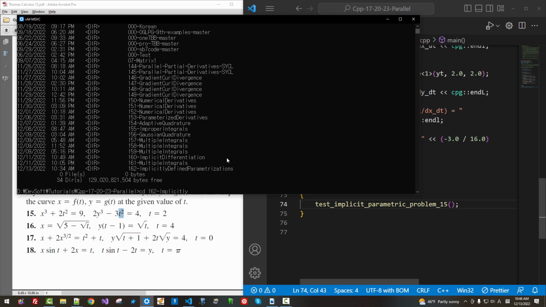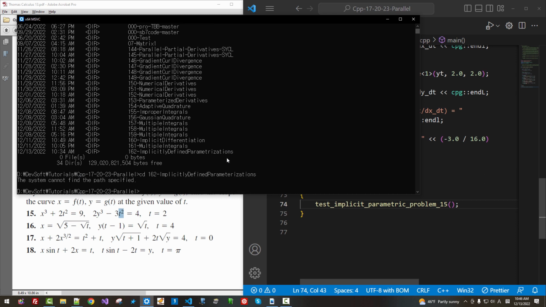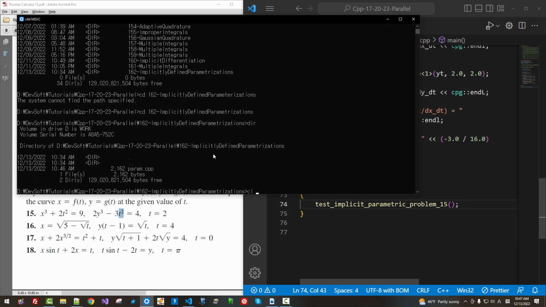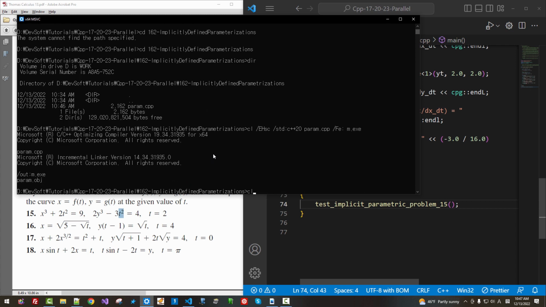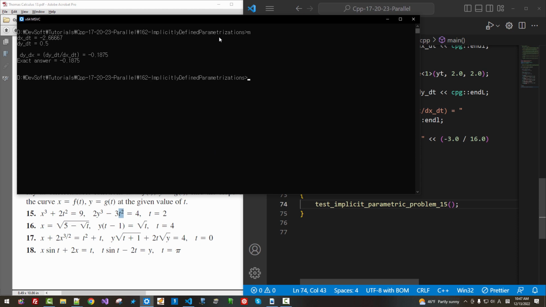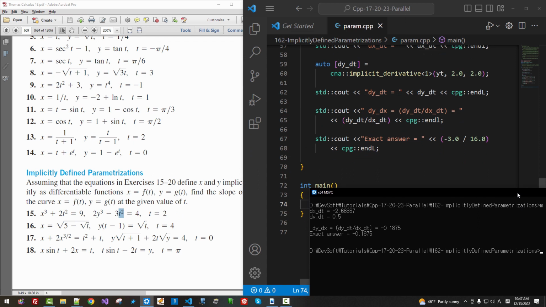Implicitly defined parameterized initializations. Sorry, I made a typo. I have to remove E. This is a typo, no problem. CL, EHSC, SED, C++20, param.cpp, fe, m.exe, hit enter. CLS M. So we computed successfully the exact answer and our numerical calculation matches.